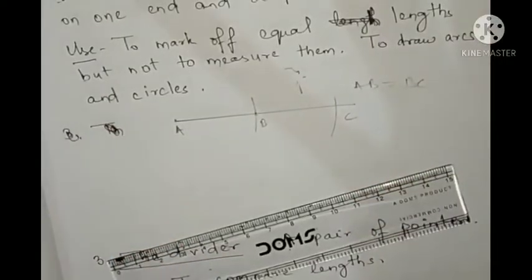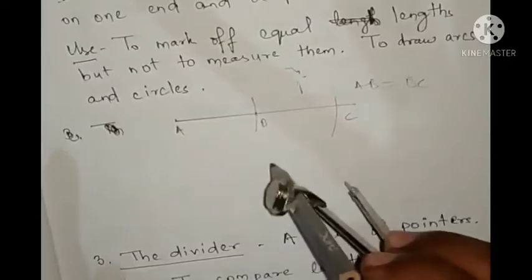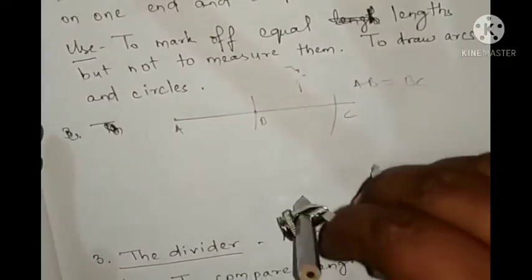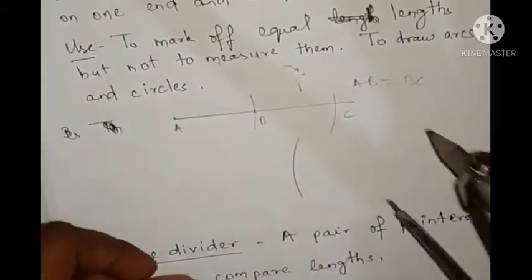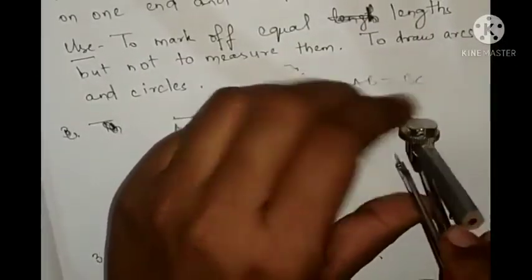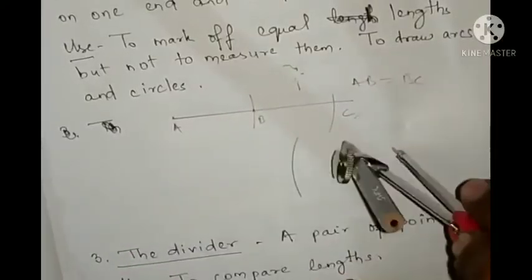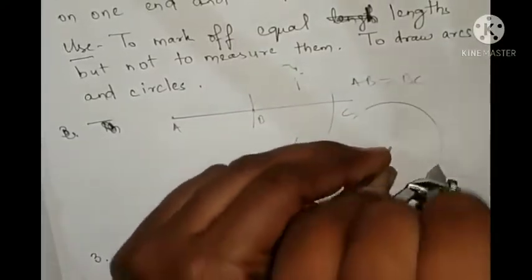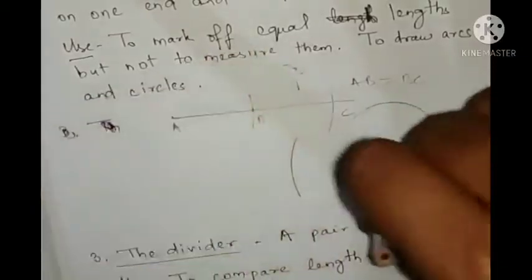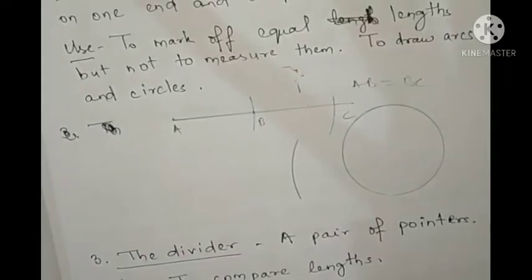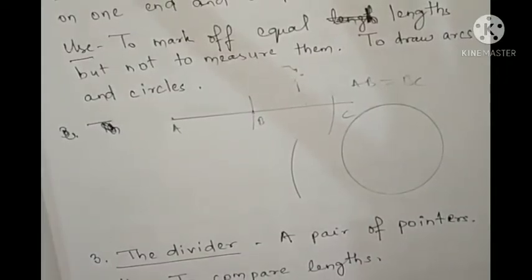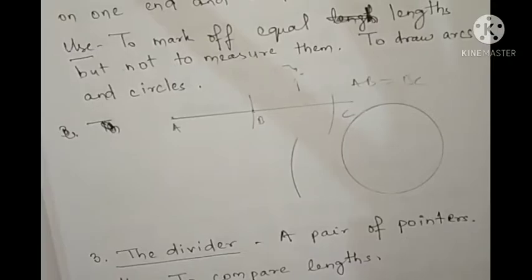Okay, and what else can you make? You can make an arc like this. You can put this point and make an arc. Okay, and you can also make a circle. So look at here, point like this, and like this you can make a circle. So with the help of compass you can mark off equal lengths, or you can draw arcs and circles.